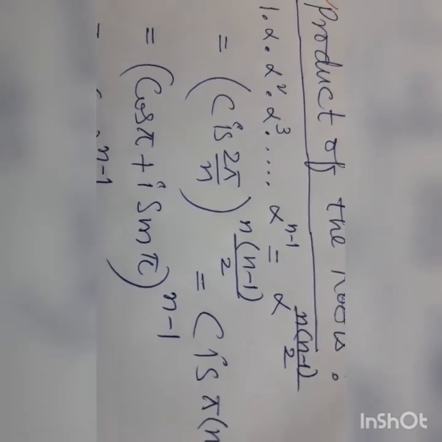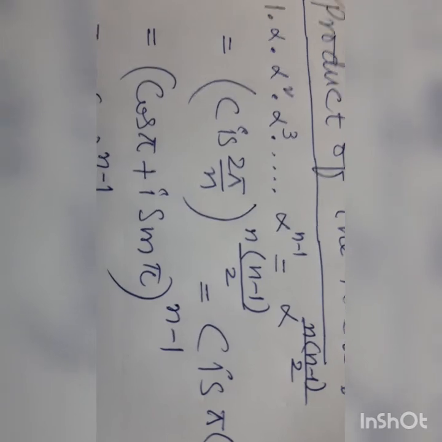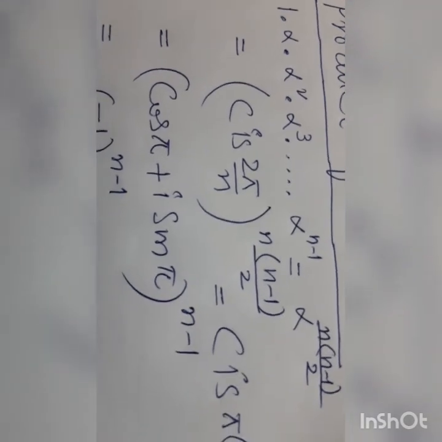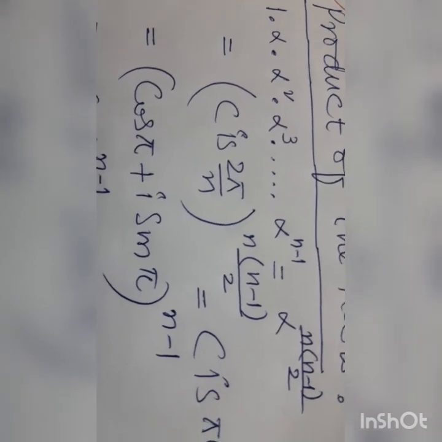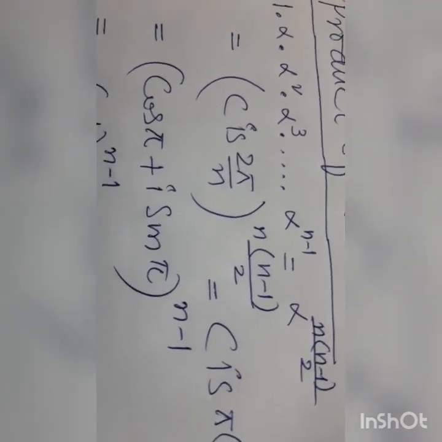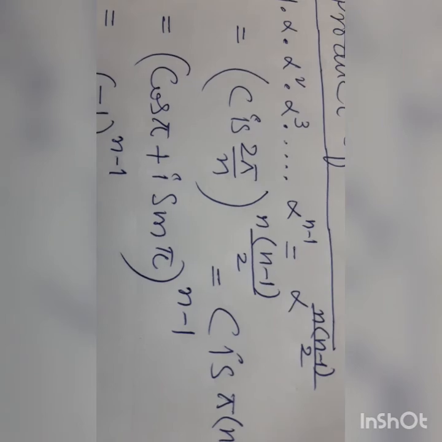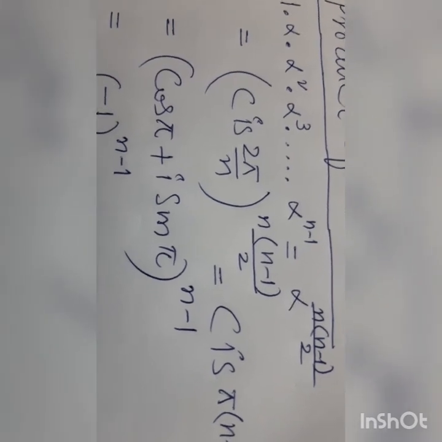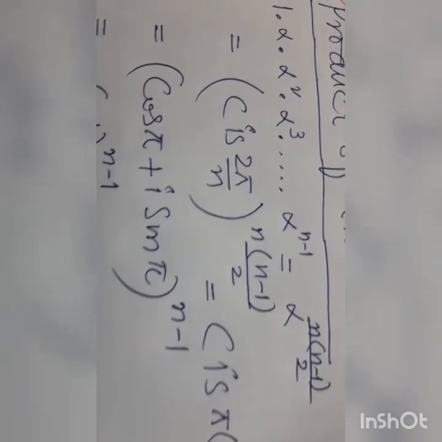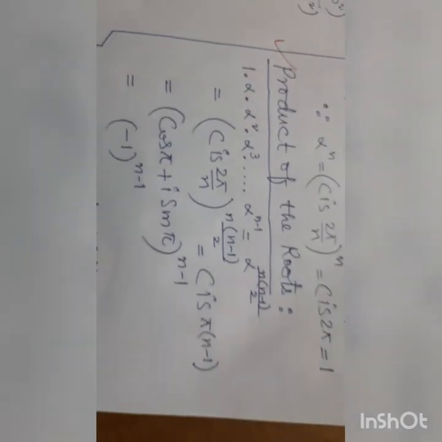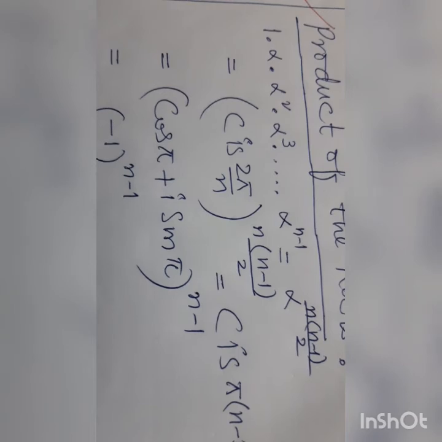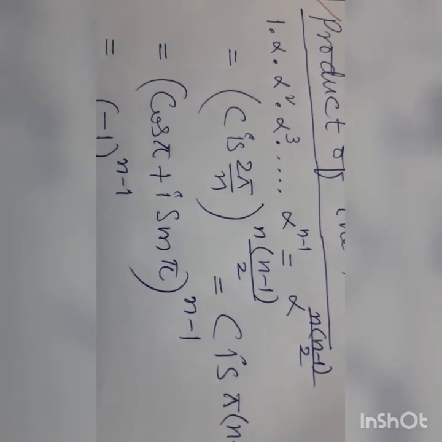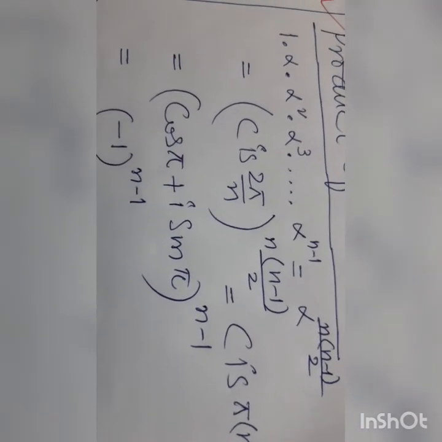What is the sum of the first natural numbers? 1 plus 2 plus 3 plus so on up to n minus 1 is n into n minus 1 by 2. So the product of the roots, 1 into alpha, alpha square, alpha cube, and so on up to alpha power n minus 1, equals alpha to the power n into n minus 1 by 2.